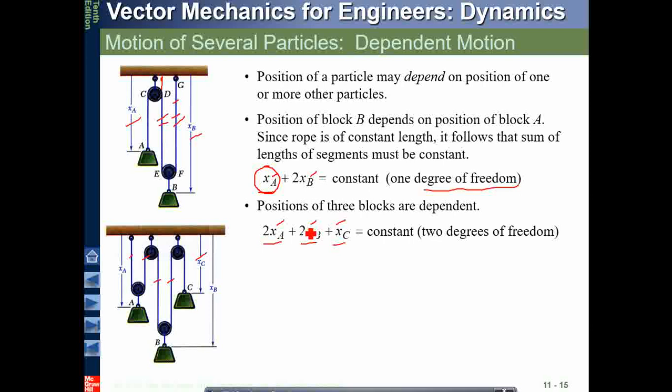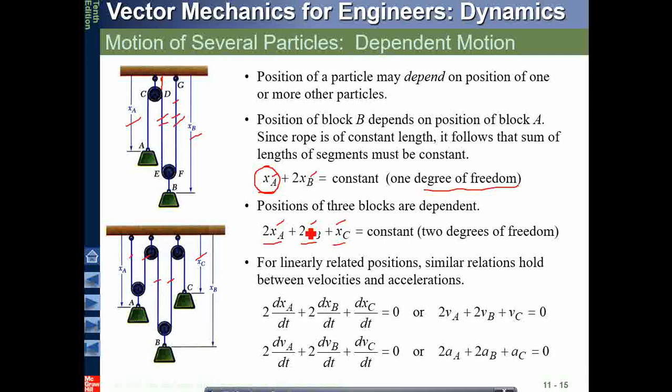So we can solve these problems like this. If we need a velocity profile or a velocity equation, we can differentiate these equations. The position equations can be differentiated to obtain the velocity equation. In a similar way, it can be double differentiated to obtain the acceleration equation.